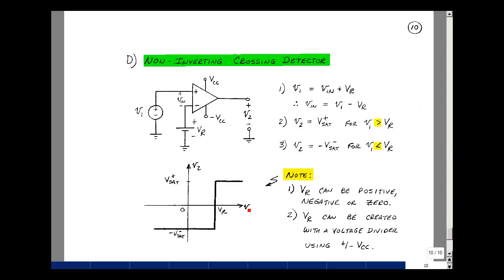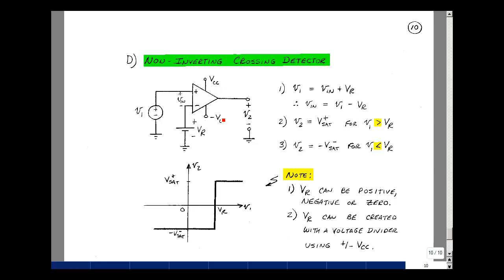Showed over here on a graph of V1 and V2 that whenever V1 is greater than VR, the output saturates positively. Likewise, when this quantity is less than 0, the output will saturate negatively. That would mean that V1 is less than VR. Here showing is VR, and when I'm less than that, I saturate negatively. VR can be positive or negative, and it can be 0. And we can create the voltage VR by taking a voltage divider from our power supplies. We can create a positive or a negative voltage that way.